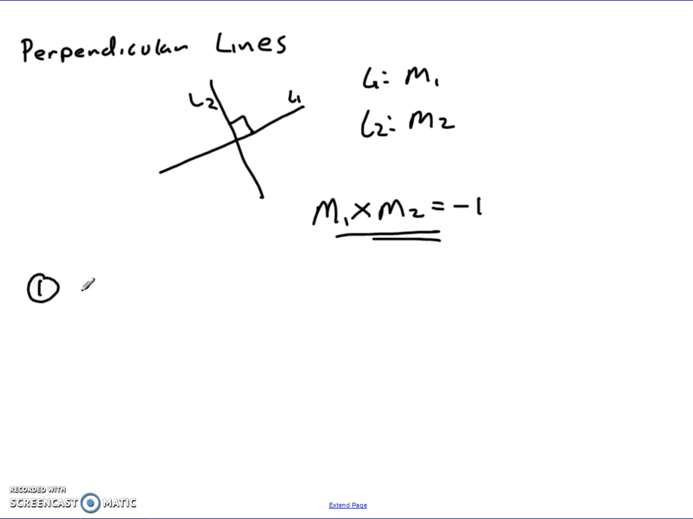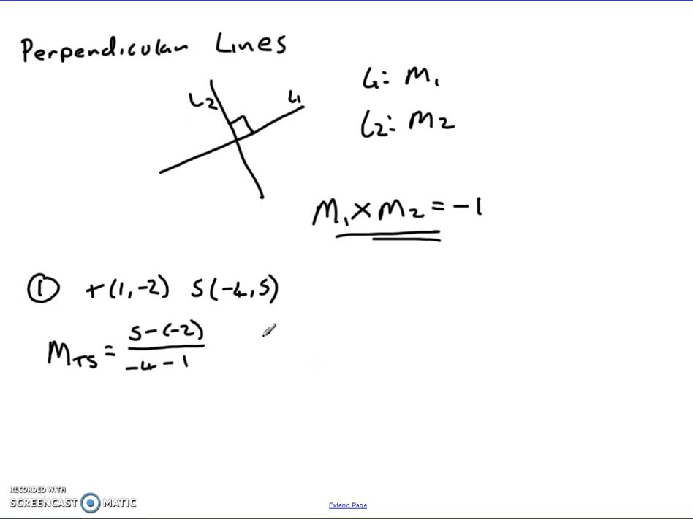Imagine I have got 2 points. Let's say I've got a point T located at (1, -2), and a point S located at (-4, 5). And I want the gradient of the line that's perpendicular to these. First thing I'll do is find the gradient of TS, using the standard formula. So we do 5 take away -2 over -4 take away 1. 5 minus -2, 5 plus 2 gives me 7. -4 take away 1 gives me -5. So my gradient there is -7 over 5.